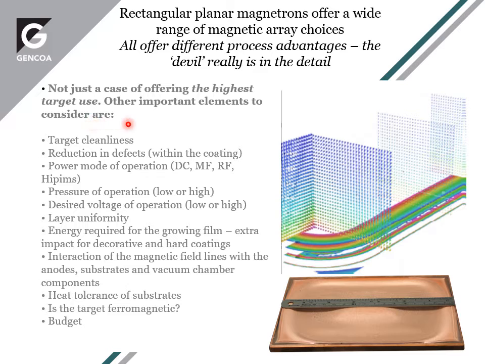Target cleanliness is one element, so that means the target is in a state which is clean, and that reduces defects. If there's redeposit on a target, that can produce arcing or dust, which can then find its way into the coating. Type of operation, so DC, medium frequency, RF, high PIMs, all actually have different requirements magnetically.